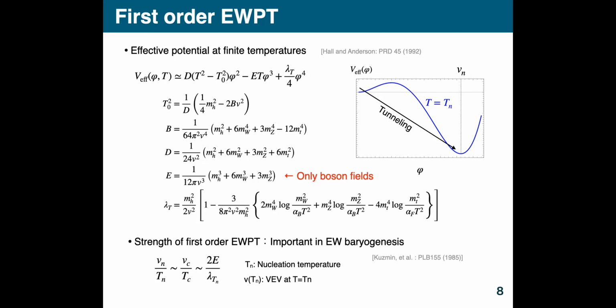So you said that in the standard model, only the crossover is realized. Exactly, yes. But just by adding an extra scalar degree of freedom, it turns into a first order transition. Yes, exactly. It just depends on the numerical value of this E, naively. Yes. So this is the prediction in the standard model.